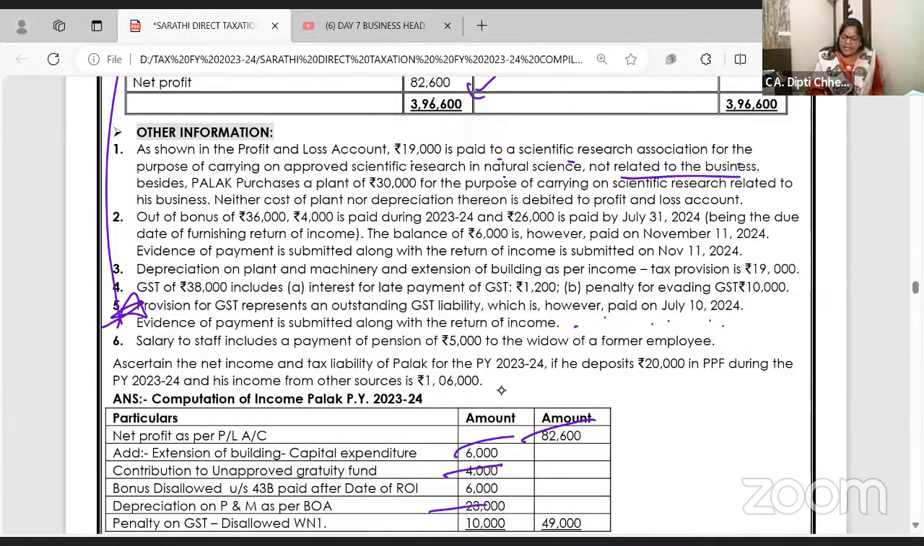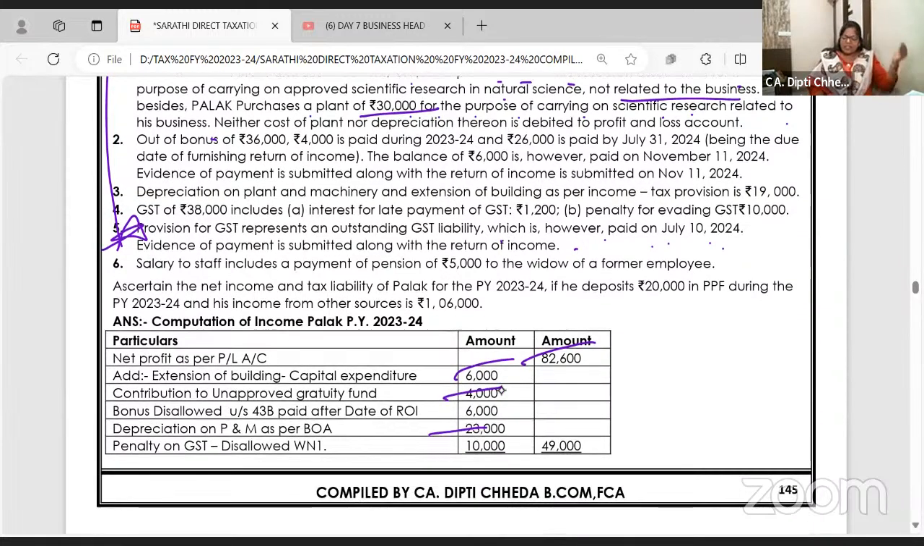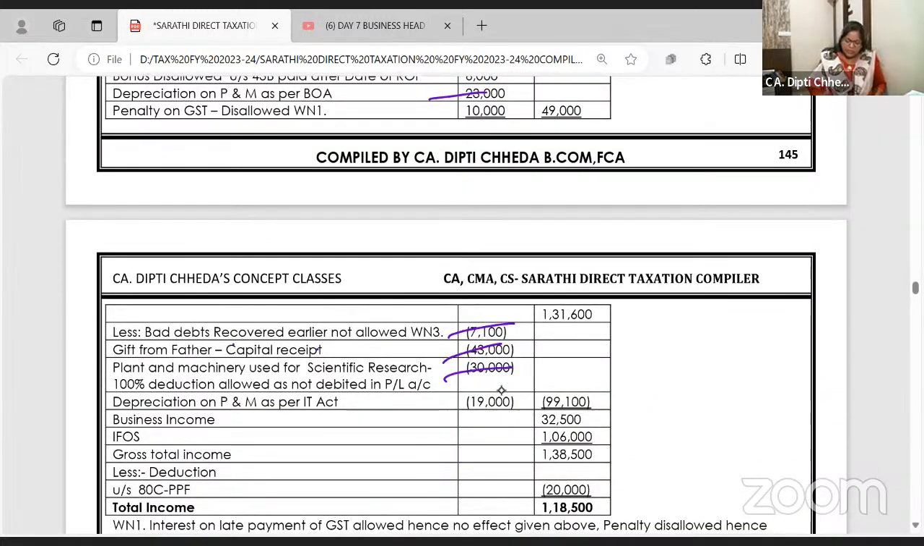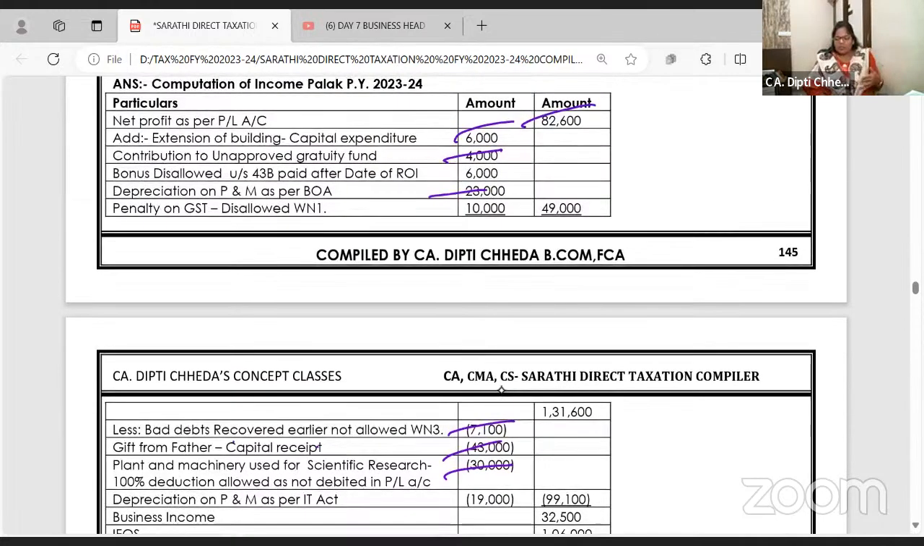In P&L account, 19,000 scientific research is debited. Okay. It's not related to business. Okay. Outside also you can donate. It's allowed. Next, he also purchased a plant of 30,000 for carrying out scientific research, but he has not debited this. So for scientific research, if you have purchased a plant, it's a capital expenditure, still it is fully allowed, but you didn't deduct it, so now you deduct it. That time you didn't debit, now you debit.